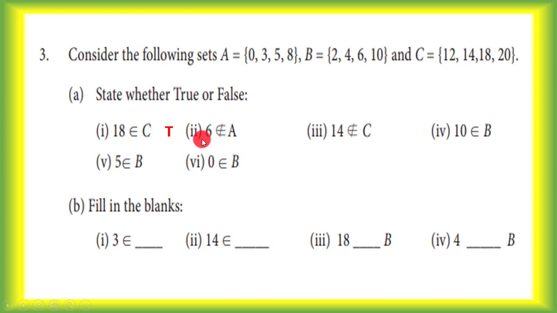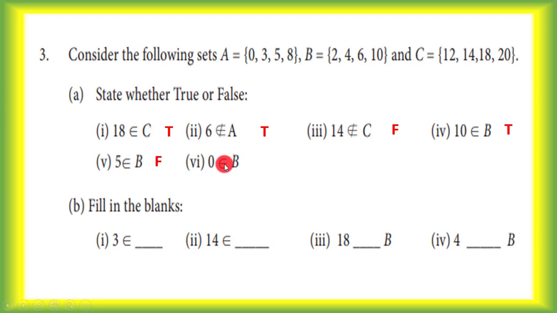True. 6 does not belong to A. That means 6 is not an element of A. Yes, this is true. 14 does not belong to C. See here, the set C has 14. So this statement is false. 10 belongs to B. Is it true or false? The set B has 10. So 10 is an element of B. It is true. 5 belongs to B. 5 is not an element of B. So this is false.